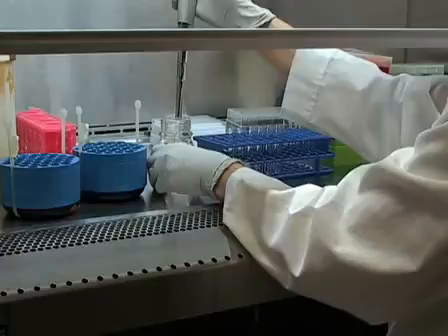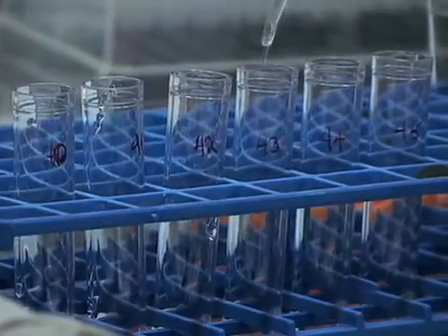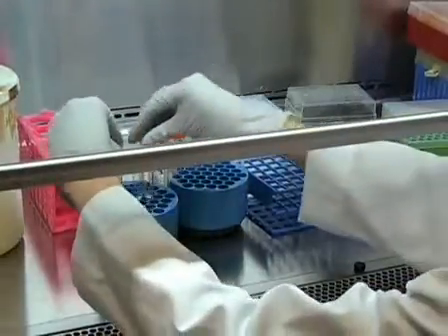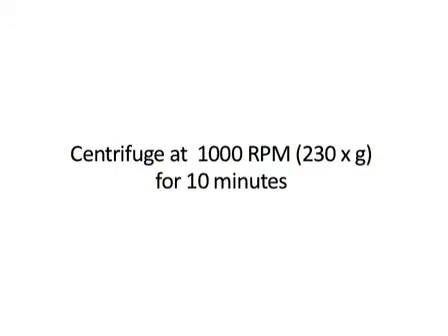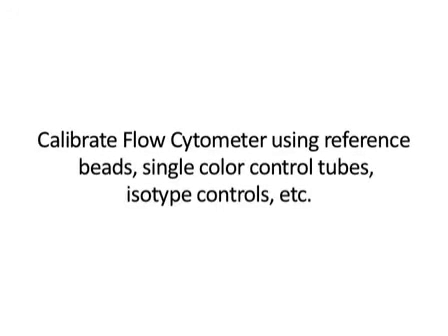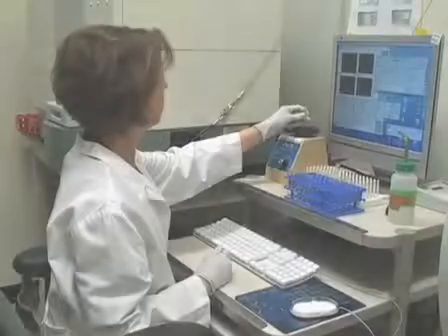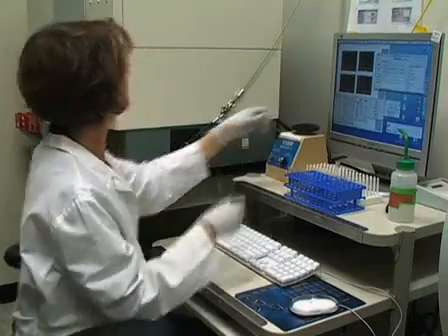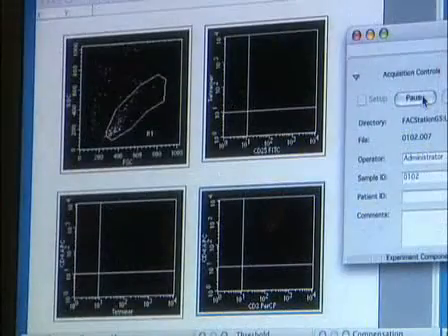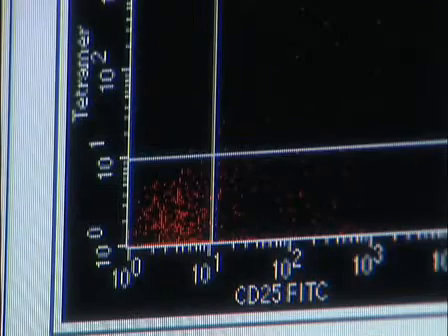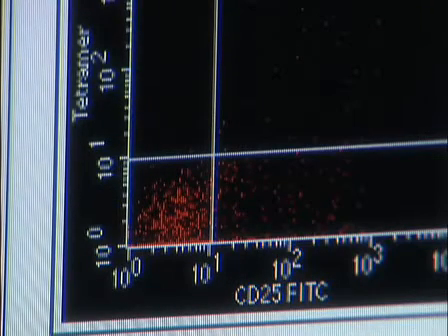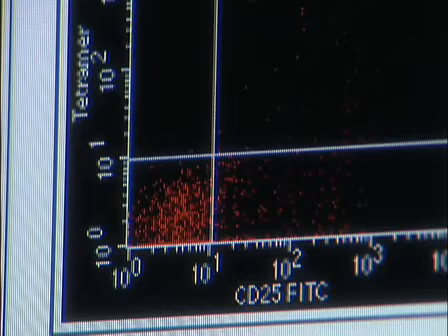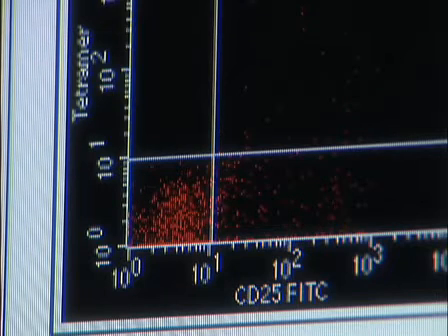Wash each tube with 0.5 to 1 milliliter of running buffer and centrifuge at 230 times G for 10 minutes. Carefully decant liquid from the FACS tubes. Calibrate flow cytometer using reference beads, single color control tubes, isotype controls, etc. Analyze each tube using the flow cytometer. The tetramer-positive cells should be a distinct population among the expanded CD4 positive T cells. Tetramer-positive cells are usually CD25 positive and often CD4 high.